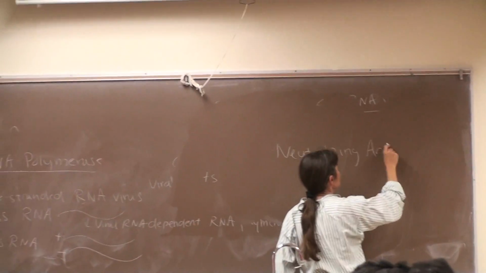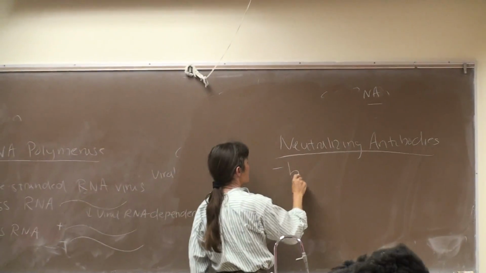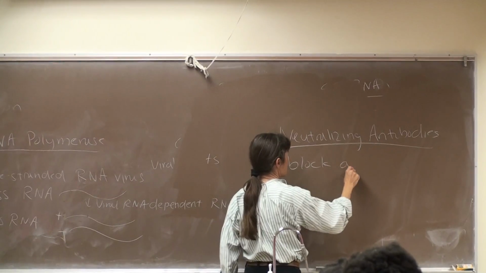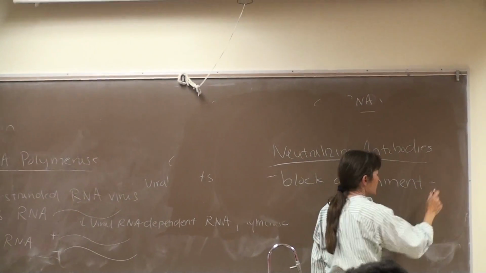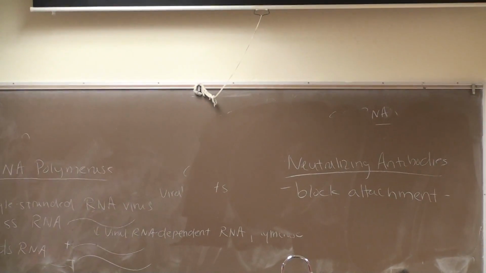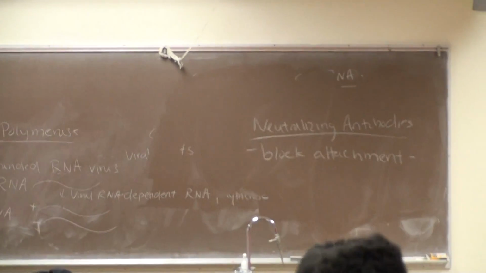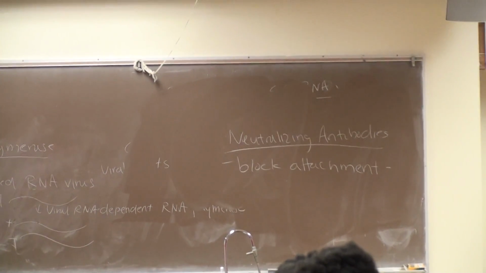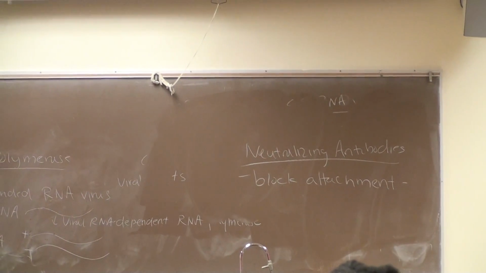So neutralizing antibodies block attachment of pathogens or toxins. Neutralizing antibodies often give us lifelong immunity against some pathogens. And in the last part of the course, we'll talk about specific immune responses, right? Neutralizing antibodies are one of the things we're trying to trigger in our children when we vaccinate them.